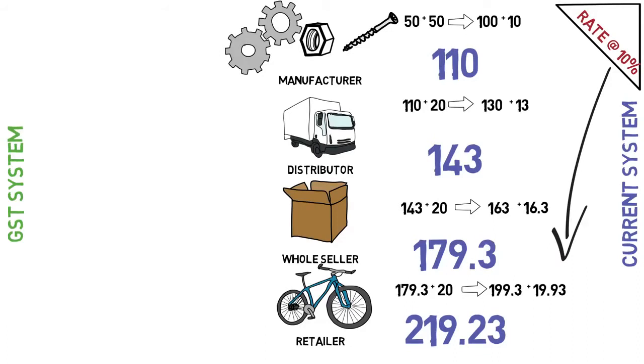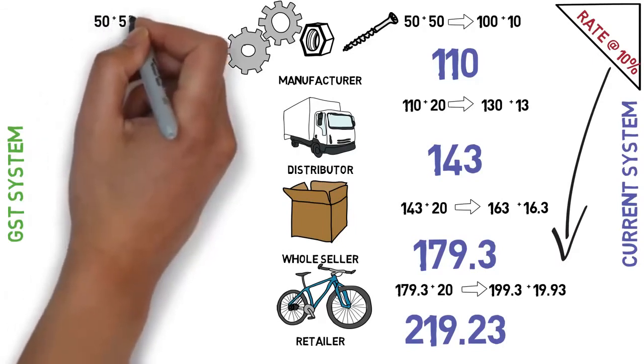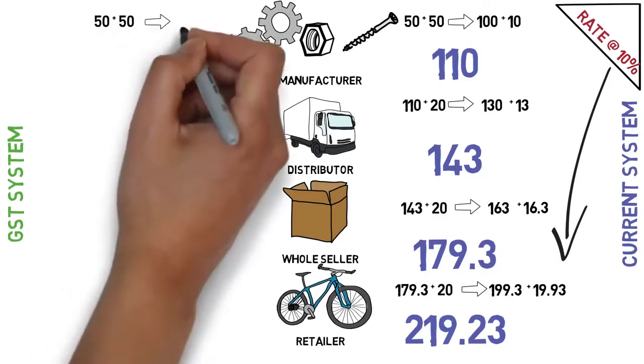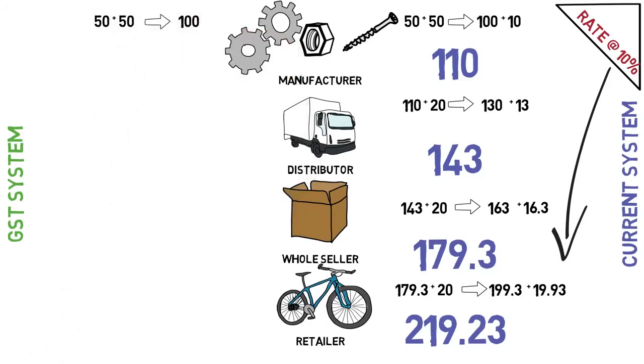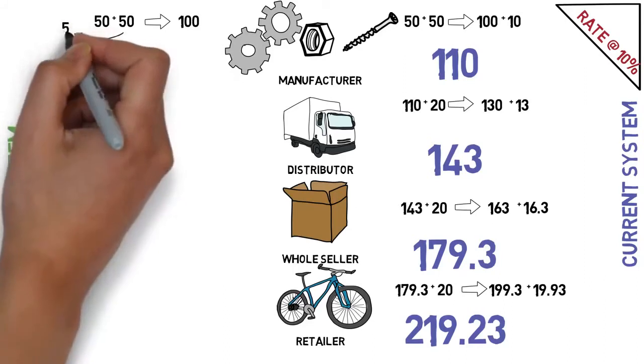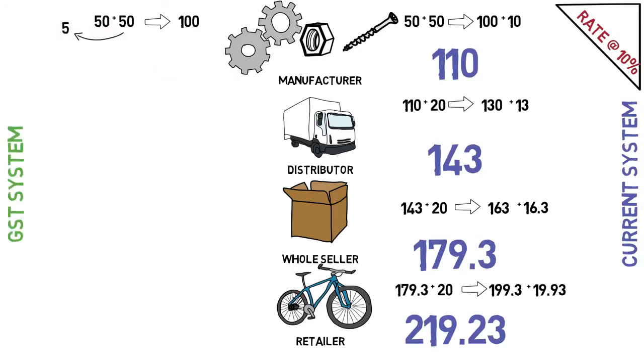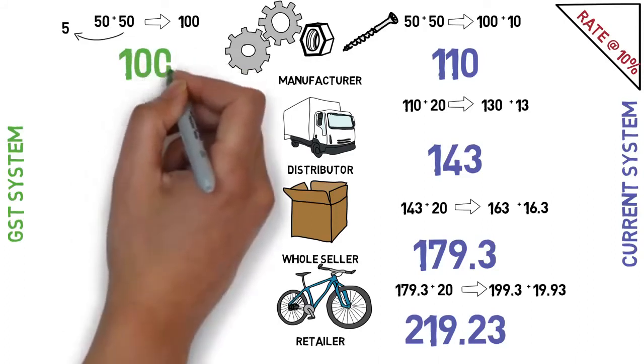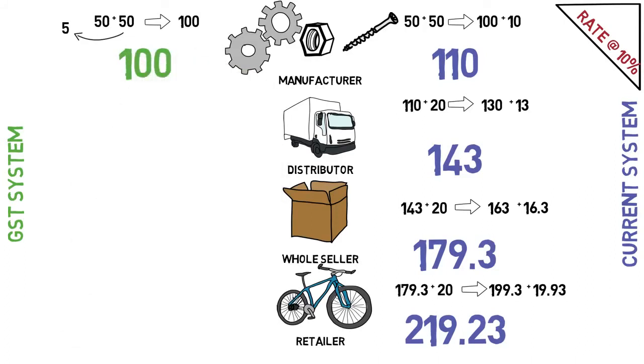Now we will take the same example in the GST system. Raw material of 50 rupees and the manufacturing value of rupees 50 make the product of 100 rupees. But this time the manufacturer has to pay taxes on the value added by him, which is rupees 50. So he pays 10% of 50, which is 5, as tax from his profit. But the selling price will not increase and the cost of the product for the distributor is 100 rupees only.